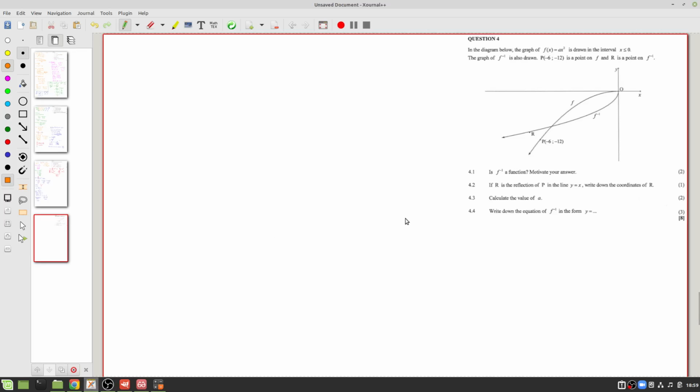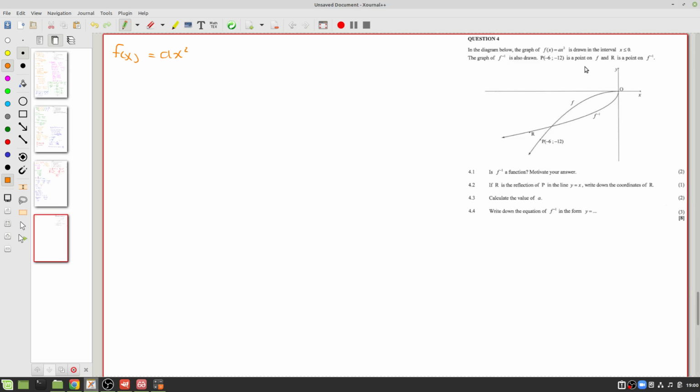Alright, so here we have question 4 of the November 2018 Paper 1 Grade 12 CAPS Math exam. Okay, for question 4, we see this is a graphing question. In the graph below, the graph of f(x) equals ax squared is given. So that's this one here. And let me just write that down. So f(x) equals ax squared.